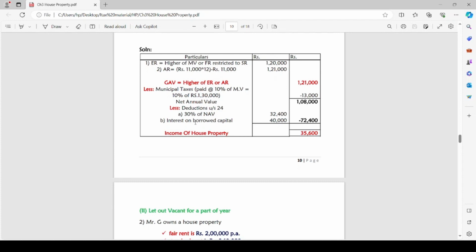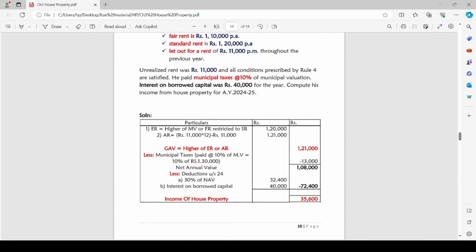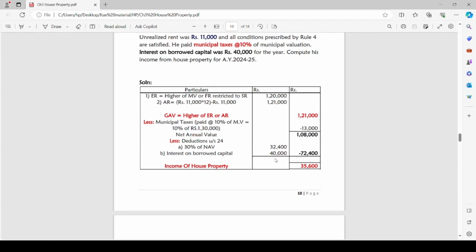Now we have to provide for interest on borrowed capital under section 24B. The interest on borrowed capital was rupees 40,000 for the year. So we have taken rupees 40,000 as the whole amount. Since it satisfies the condition of threshold limits, we take the whole 40,000 as deduction under section 24B. Under section 24, the total amount of deduction is rupees 72,400. We deduct it from the net annual value 1,08,000. Hence, the income from house property is rupees 35,600.